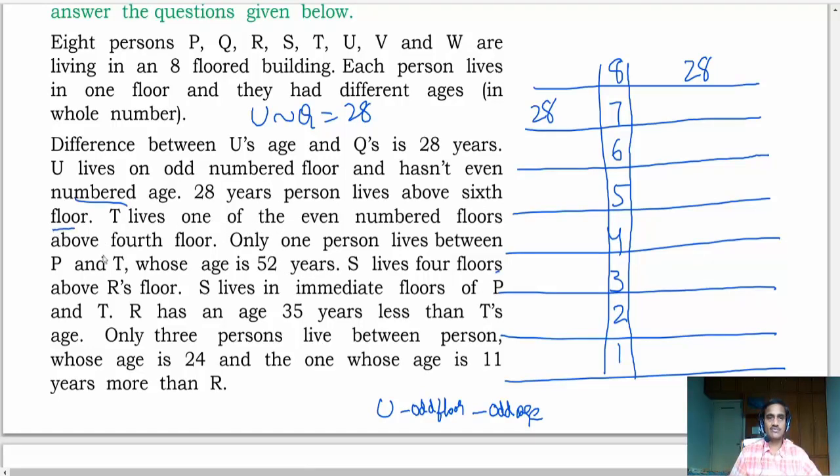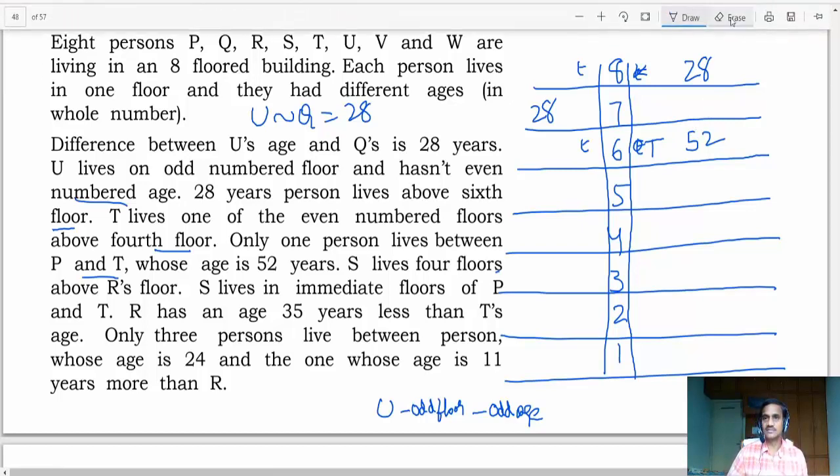T lives on one of the even number floors above the 4th floor. So T can be on the 6th floor or the 8th floor. Here also T can be on the 6th floor or the 8th floor. And only one person lives between P and T. T's age is 52, so T has no chance of being here. T must be here. If T is here, who must come here? If T comes here it is 52, if 2 years is here it is 50. Two possibilities come here. Here it is a single possibility, so start with this first. In case it is invalid, then we can start with the other one.